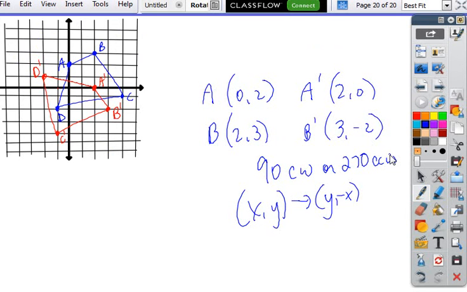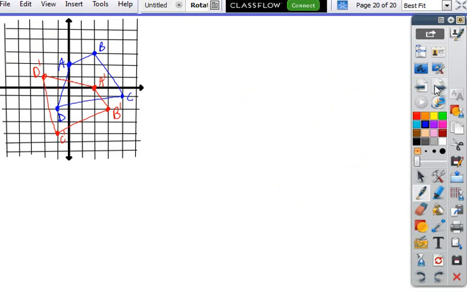All right, are there any other questions about the rotation stuff?